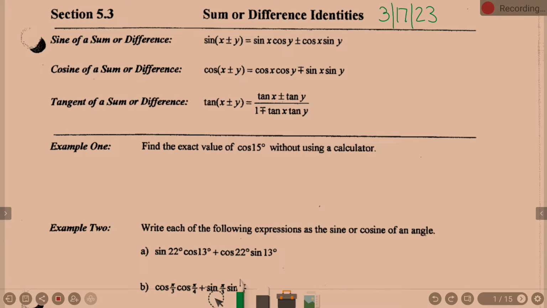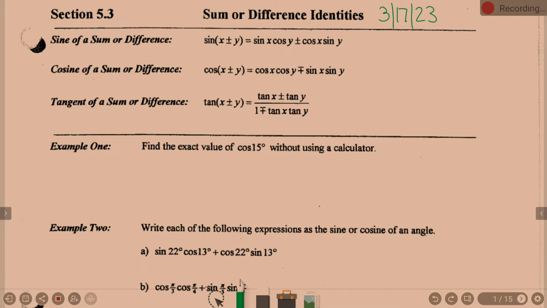Is 15 degrees one that's on our chart? No. Is that one we know? No. So if they want an exact value, that's not the decimal equivalency. It's not using the calculator. And so this is where these sum and difference identities come into play. Because what we're going to do when it comes time to looking at cosine 15 degrees is we're going to look for numbers that we do know information about that will give me 15.